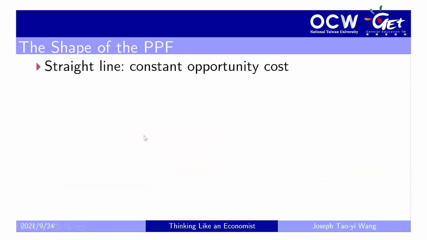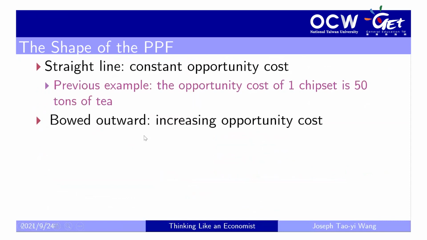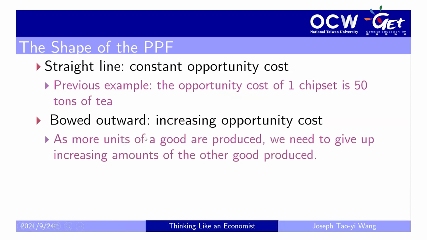In our example here, the PPF is a straight line. You have constant opportunity cost. In the previous example, the opportunity cost is 1 chipset equals 50 tons of tea. You can think of other examples where the PPF is bowed outward. This represents increasing opportunity costs. So to produce more units of the same good, you need to give up even more of the other good produced.